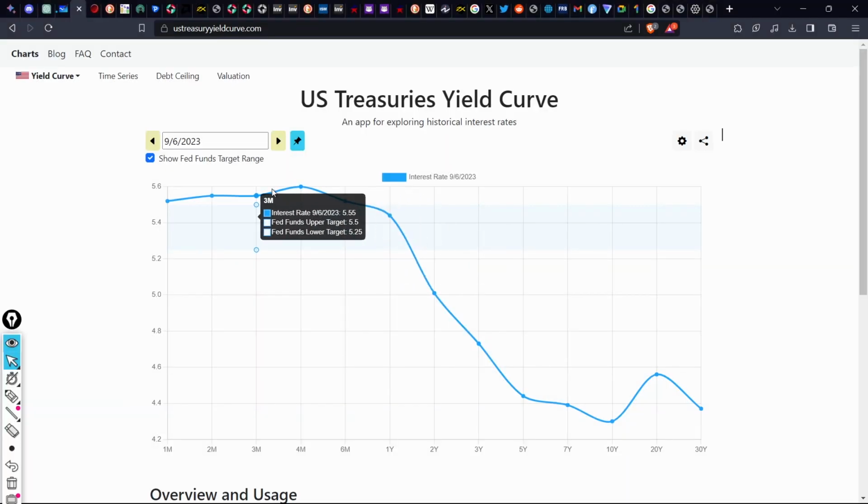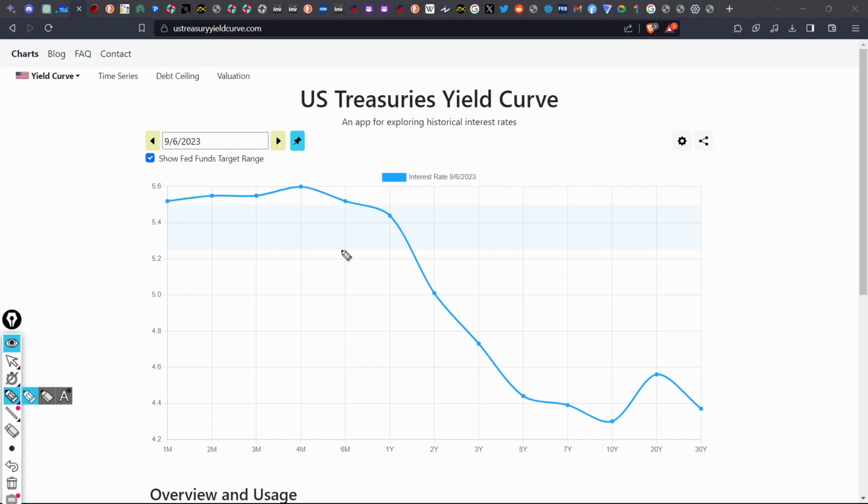So what this means is, as we said, high risk, high reward. If this is the highest at 5.6, it means in 4 months, people expect the economy to be doing very bad. That's why this one is highest. This one has the highest reward because for the 4 month period, this is where the greatest risk is.